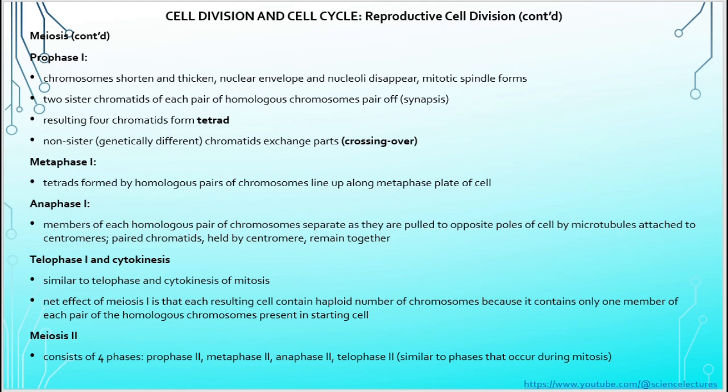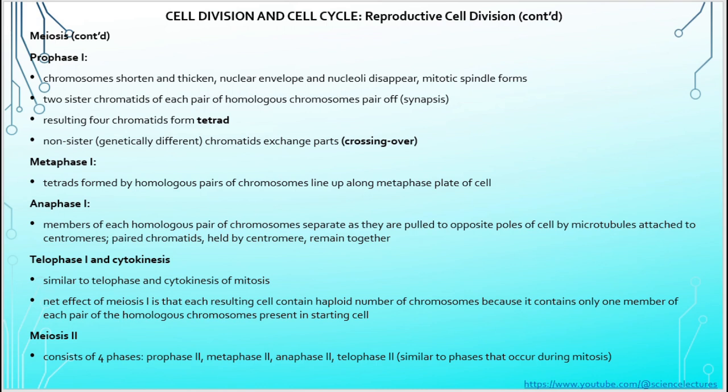In metaphase 1, the tetrads formed by the homologous pairs of chromosomes line up along the metaphase plate of the cell with homologous chromosomes side by side. During anaphase 1, the members of each homologous pair of chromosomes separate as they are pulled to opposite poles of the cell by the microtubules attached to the centromeres. The paired chromatids held by the centromeres remain together. Recall that during mitotic anaphase, the centromeres split and the sister chromatids separate.